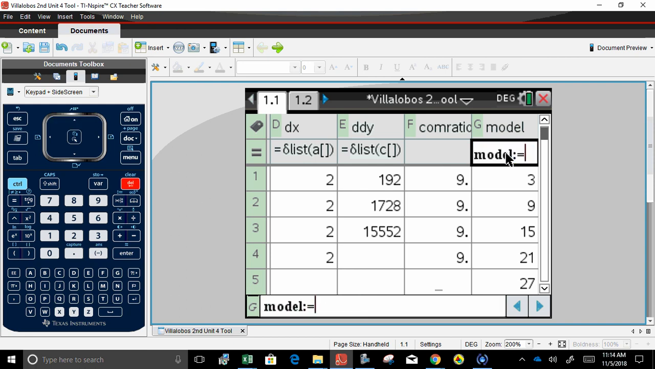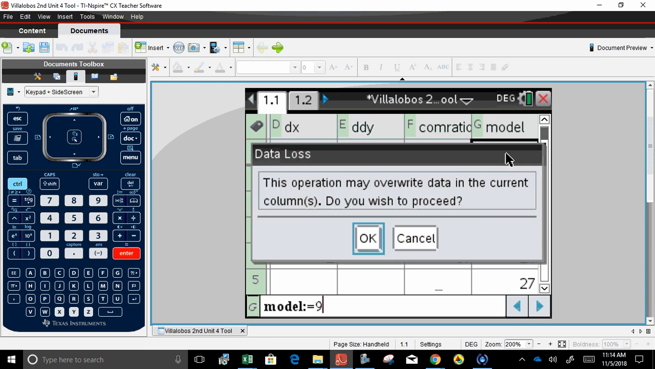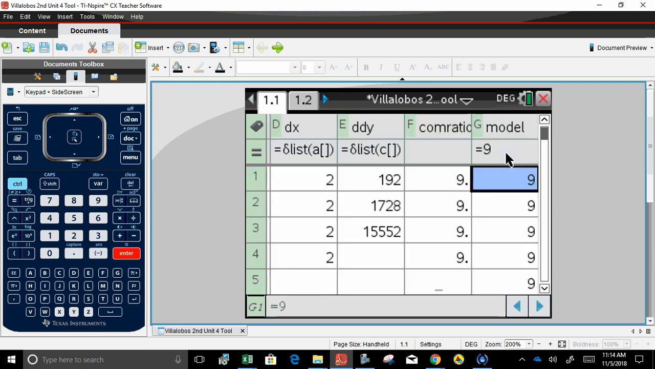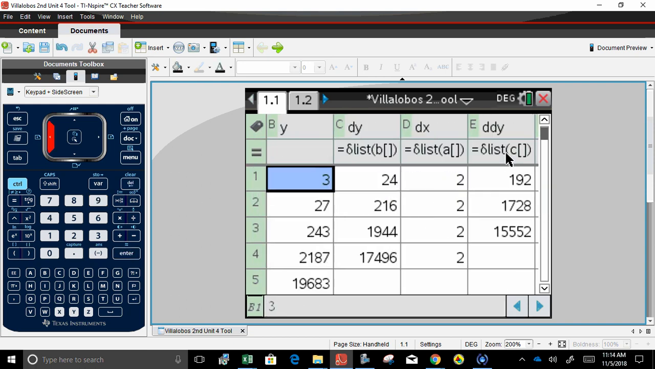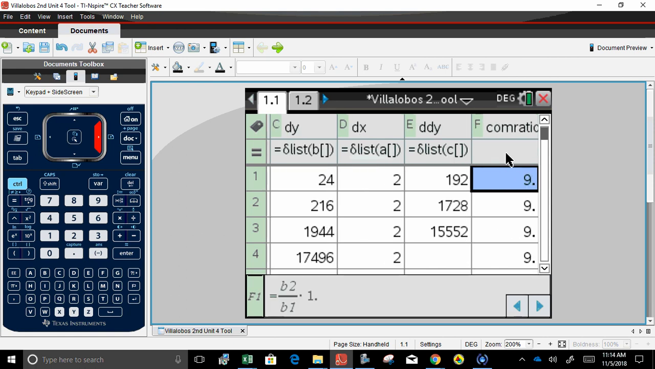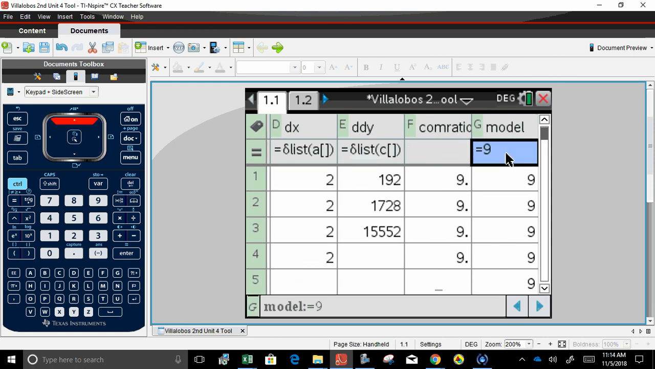Okay, so I think I should use 9. But wait a minute, before I do that, what is my first output? I don't remember. Let's take a look. My first output was 3. So I'm going to go to my model, and I'm going to put 3 times 9 to the power of x. I mean a.